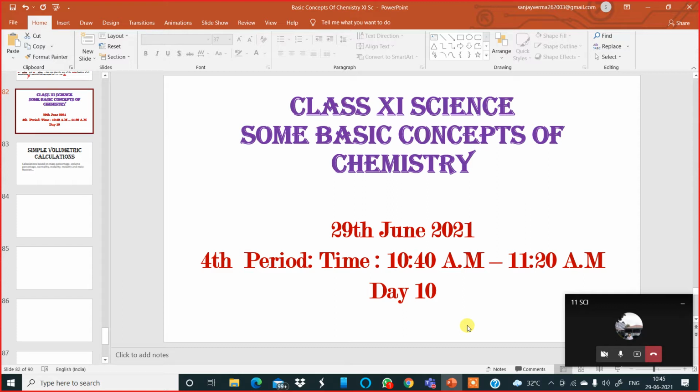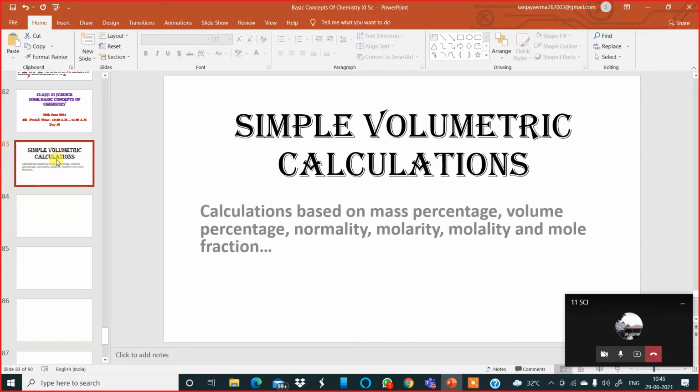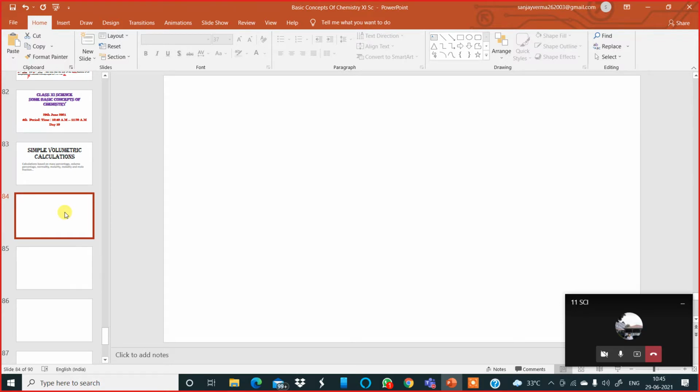Today is the 10th day of myself doing this chapter, some basic concepts of chemistry for class 11 science. Please keep your exercise copies ready and write down the heading: simple volumetric calculations, based on mass percentage, volume percentage, normality, molarity, molality, and mole fraction. I will do one or two numericals based on all these concentration terms which I explained in my previous class. So, the first question for today.